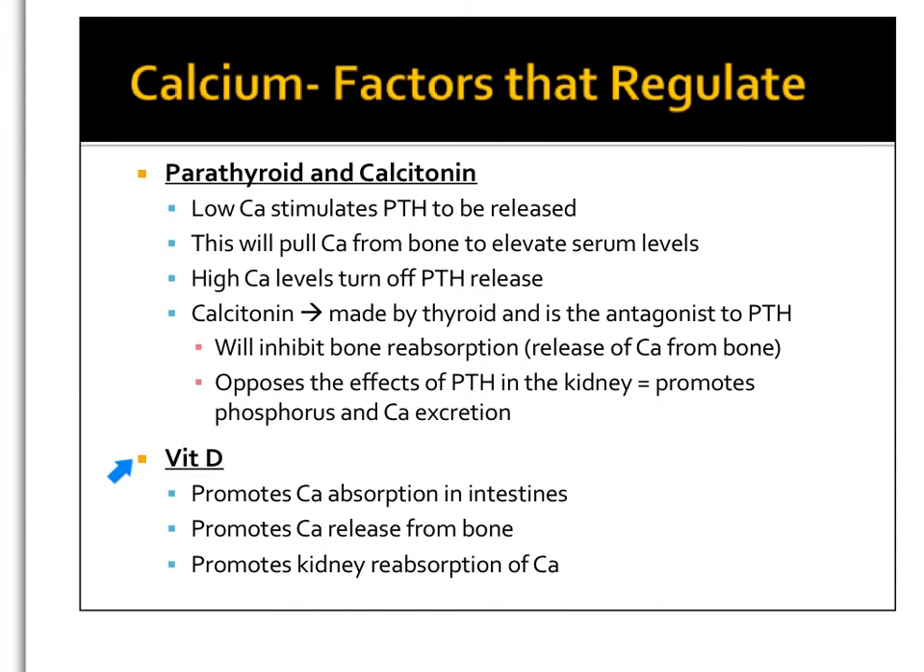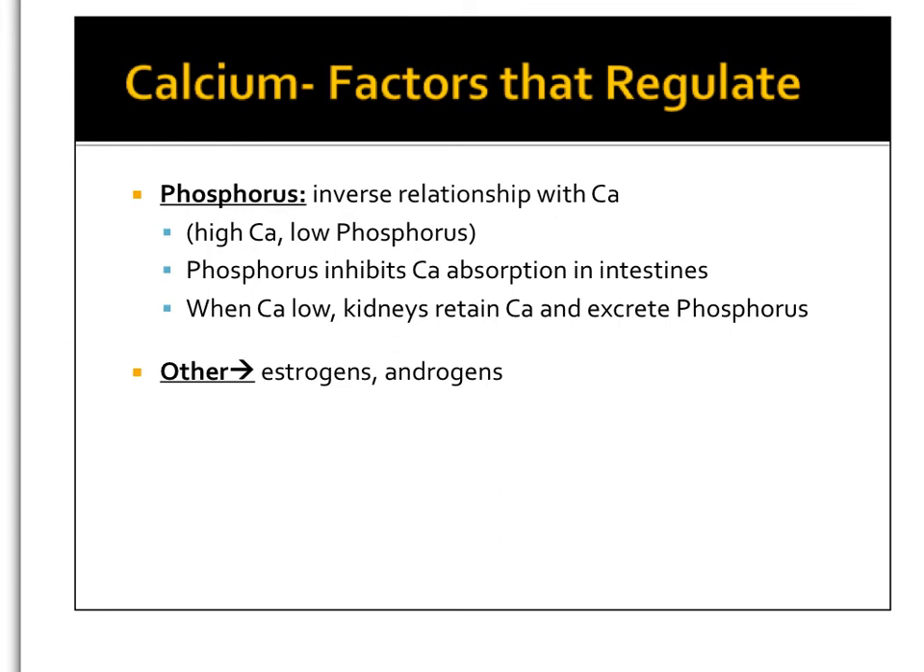All right, vitamin D. We know that in order for us to pull calcium out of the intestines, we need vitamin D. So it's very important in the regulation of calcium. It promotes calcium release from bones, and it also promotes the kidneys to reabsorb calcium as well. So it's an important regulator with regards to serum calcium levels. As I mentioned earlier, phosphorus is very important in the regulation of calcium because there is an inverse relationship between the two. So when there's high calcium, there's low phosphorus. Remember, phosphorus inhibits calcium absorption in the intestines. And when calcium is low, the kidneys will retain calcium and excrete phosphorus, like we've been mentioning already.